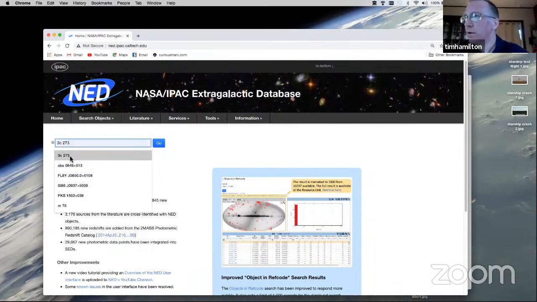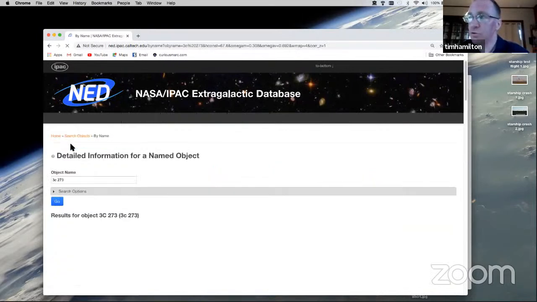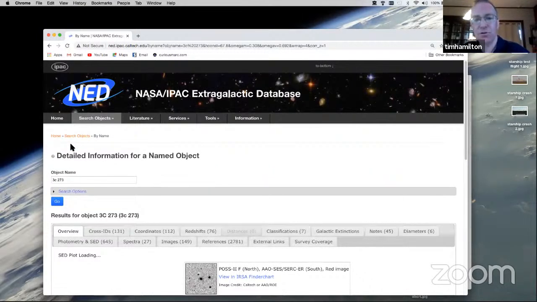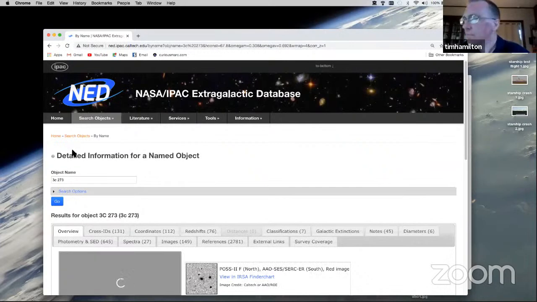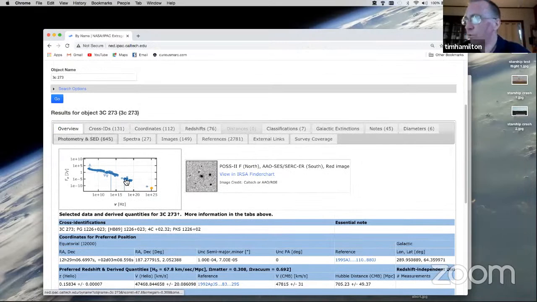So we're going to put in the brightest quasar and the very first one discovered, 3C273. That's the third Cambridge Radio Survey, object number 273. And you just type it into the object search window there. You can also put in coordinates, right ascension and declination. If you click on search options, you'll see it gives you help on all kinds of ways to do it. We start off with a summary page, which has the most basic useful information.